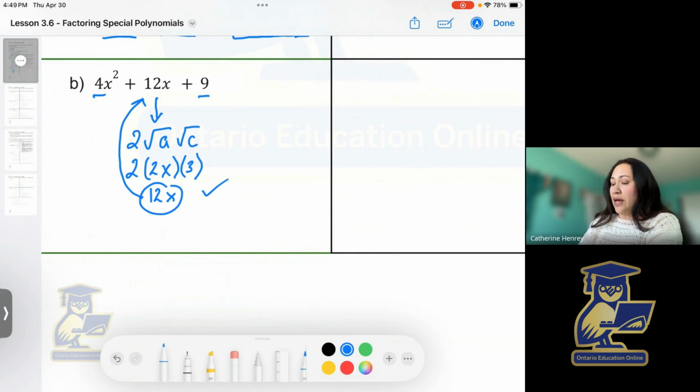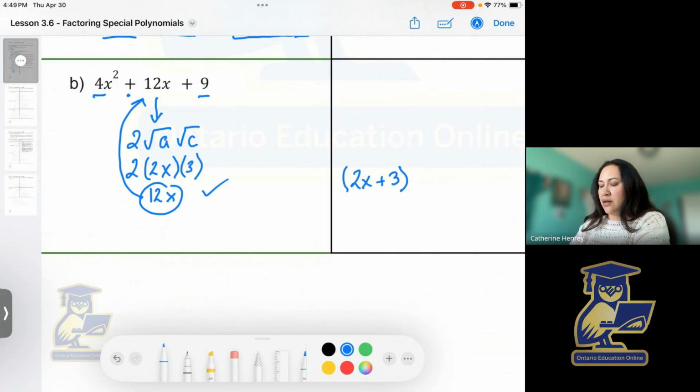Now that we know that, we simply write the square root of our first term, which is going to be 2x, and then plus, because we have a plus over here, and the square root of the last term is 3, and squared. And that's it.